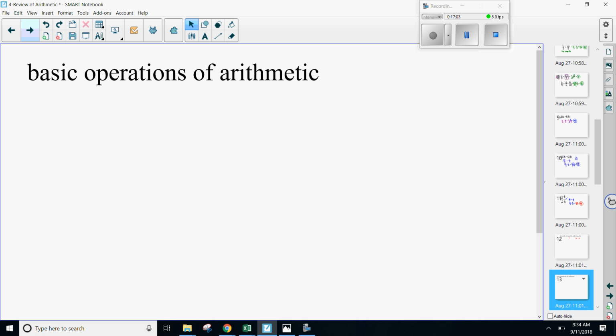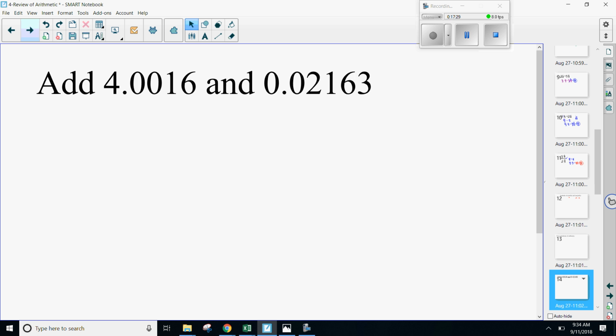What are the basic operations of arithmetic? Addition, subtraction. We have 2 more. Multiplication and division. The 4 basic operations of arithmetic. We've already worked with them with fractions. But what happens if you were to add these 2 decimal numbers together? With a partner, you get a couple of minutes. I'll give you a minute.